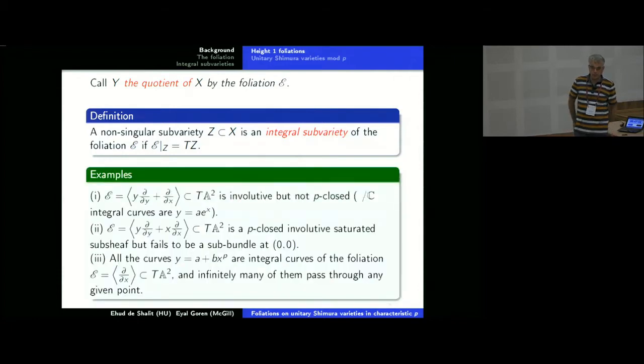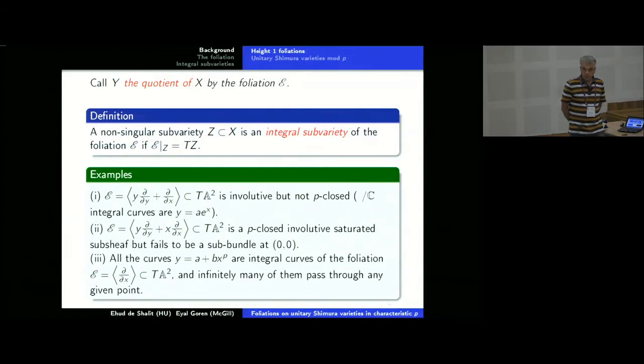And here are some examples, all in the affine plane. If you look at the foliation, which at a point x, y is y ∂/∂y plus ∂/∂x, it's a rank 1 foliation in the affine plane. This is involutive. Rank 1 is always involutive, but it's not p-closed. If you take the pth iteration of it, you get y ∂/∂y. That's an easy exercise. So that's not a good example.